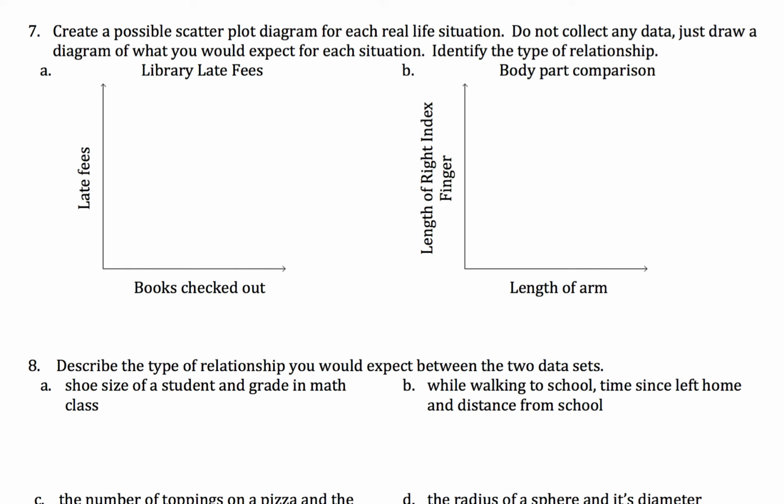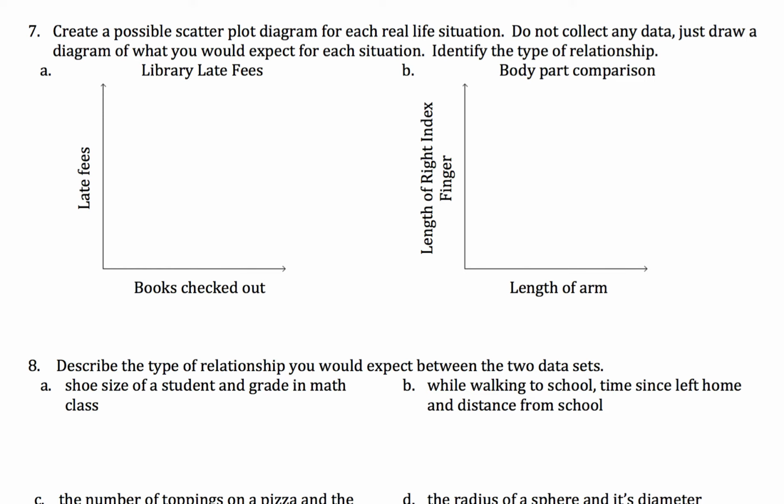Number 7, create a possible scatter plot diagram for each real-life situation. Do not collect any data, just draw a diagram of what you would expect for each situation. Identify the type of relationship. Now here your answers will vary. Late fees versus books checked out. We've seen one like this, but in certain circumstances with certain populations, it could have some sort of relationship. And body part comparison, length of the right index finger compared to length of the arm.